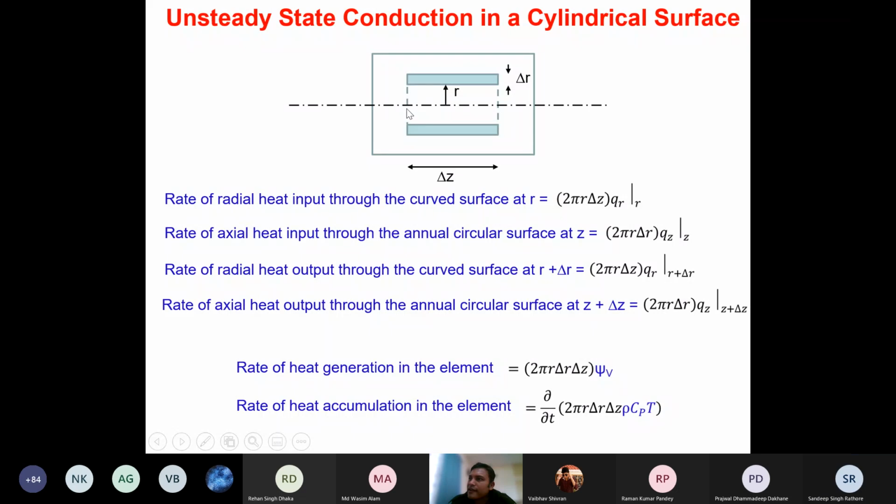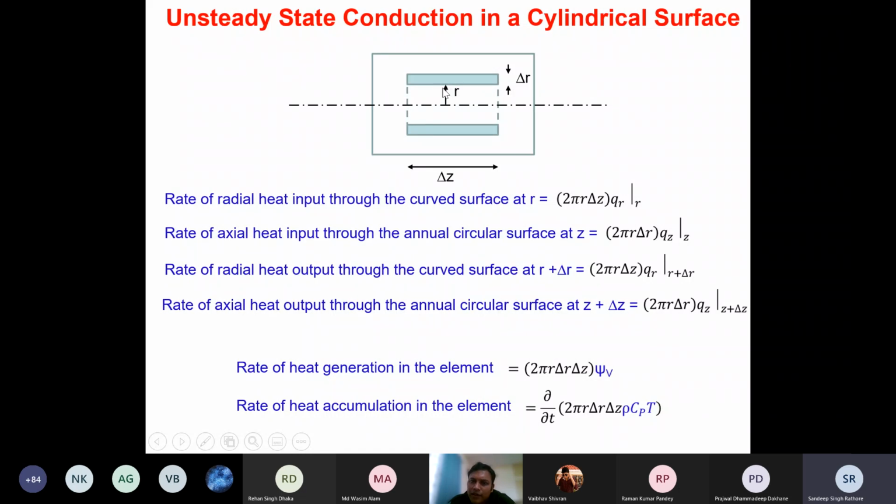As I said, in such cases we need to make a shell balance. So we have assumed a cylindrical shell here, a small cylindrical element with thickness delta z and radius delta r, located at the radius r. What will be the rate of radial heat input through the curved surface at r? This is the curved surface at the location r. What will be the rate of heat input here? It is the surface area of this curved surface times the heat flux.